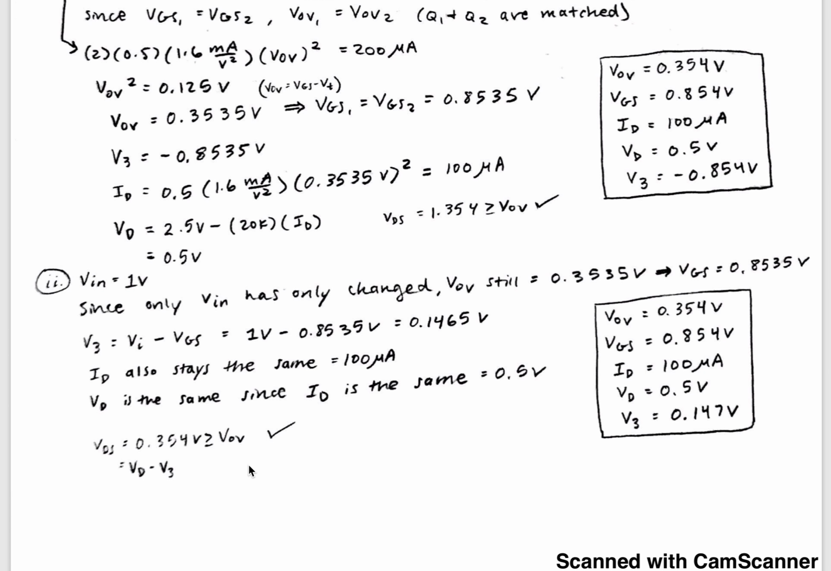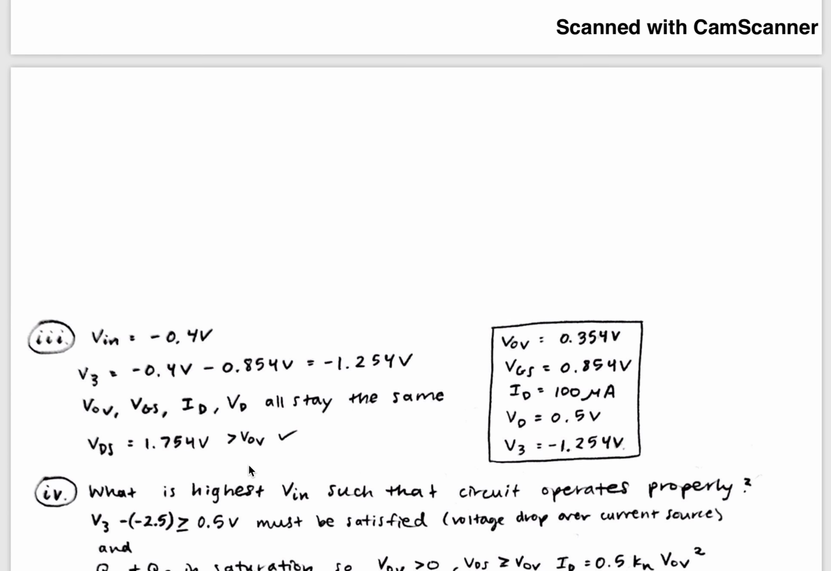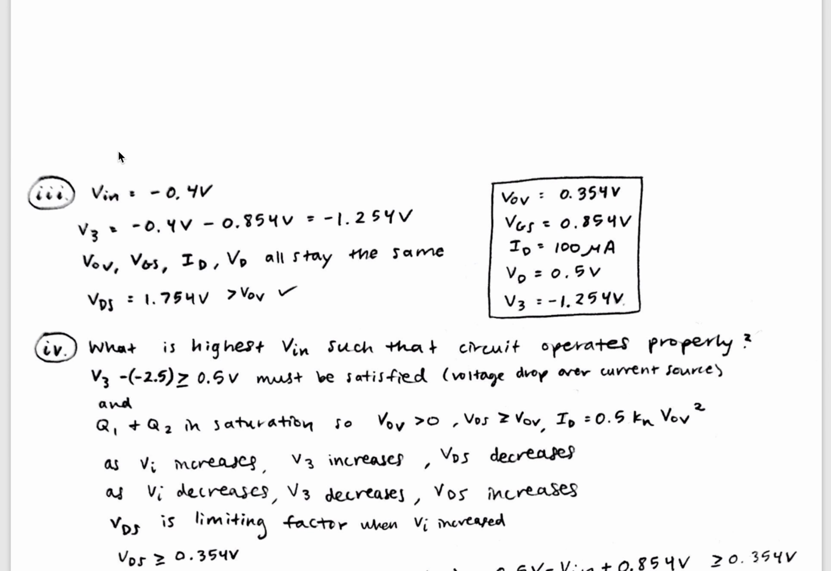And for our new VDS, again using VD minus V3, we get VDS is equal to 0.354 volts. And for part 3, it's very similar to the last part, with Vn now equal to negative 0.4 volts. And so we only have to calculate a new V3 and VDS. So V3 is equal to the new Vn minus VGS, which is equal to negative 1.254 volts.